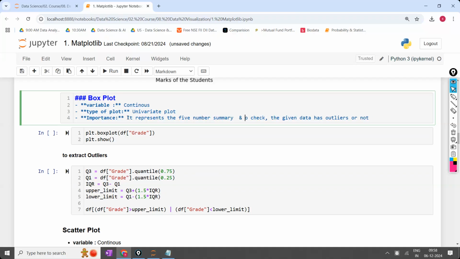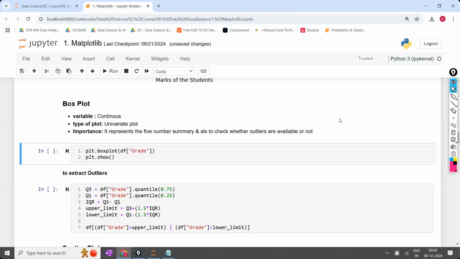And also to check whether outliers are available or not. Is the point clear? That is the importance of the box plot.